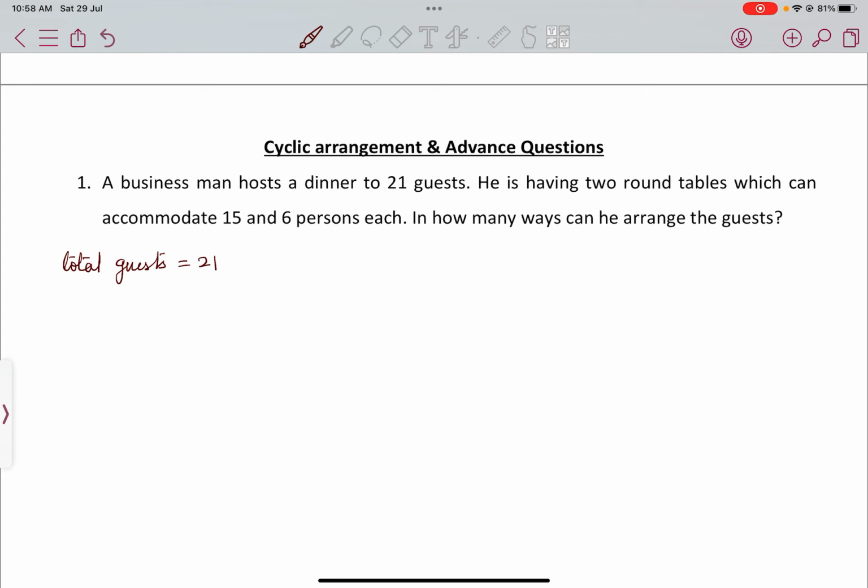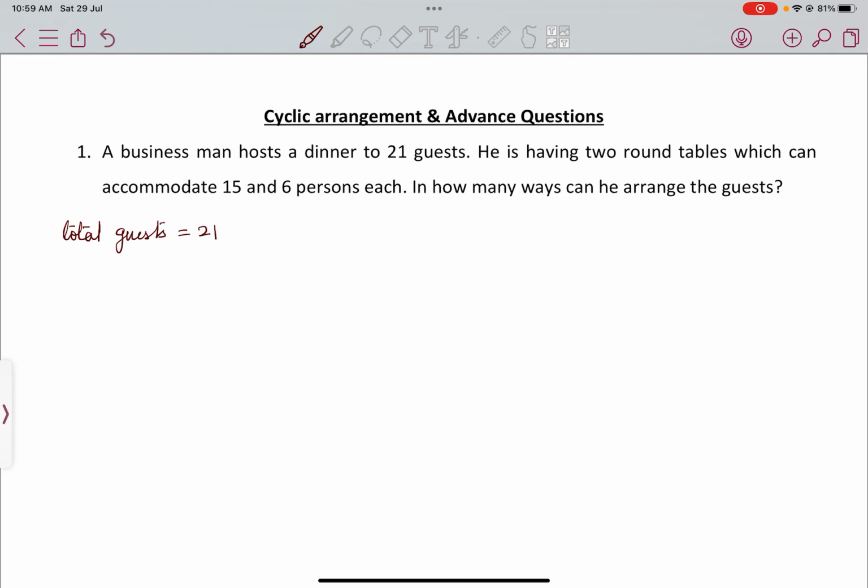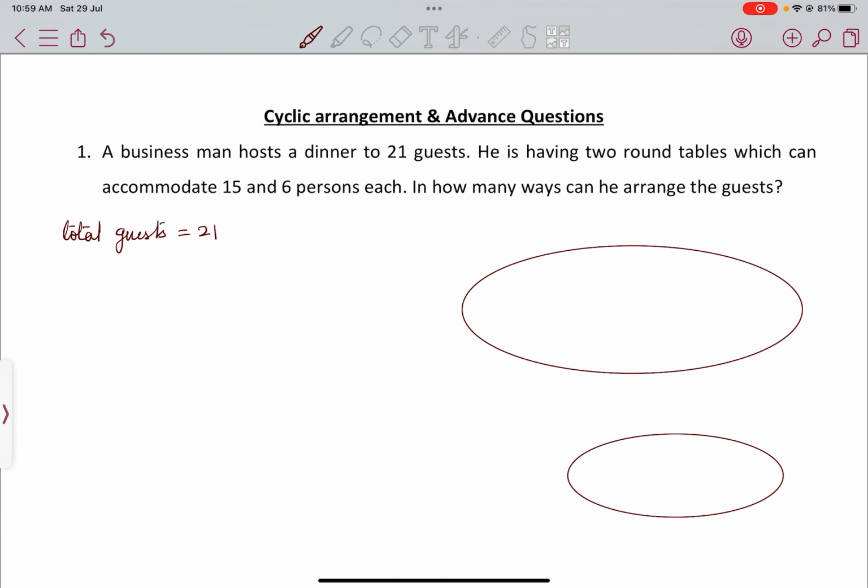He is having 2 round tables, उसके पास में 2 round tables हैं, which can accommodate 15 and 6 persons each. This is table number 1, T1, and this is table number 2, T2. This is for 15 persons, this is for 6 persons. In how many ways can he arrange the guests?